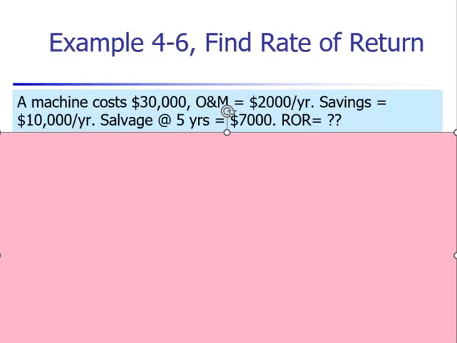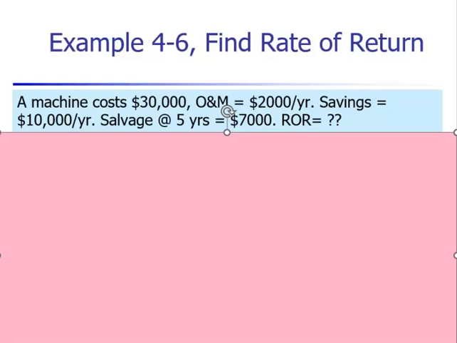We have a new type of example. We have not done this type of challenge before, but you can still do it if you have a solid understanding of what we have discussed so far. Okay, a machine costs $30,000. Now, oil and maintenance, $2,000 payment, P. Savings, $10,000 per year. So you see, it has many elements. Salvage value after 5 years is $7,000.